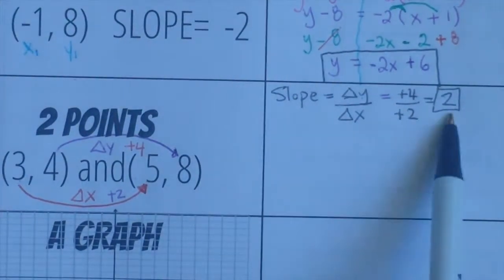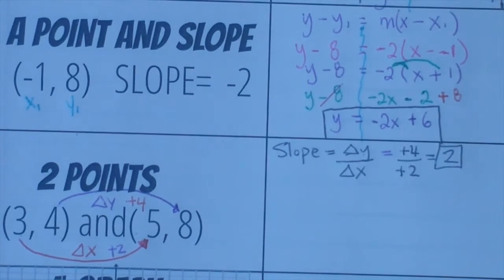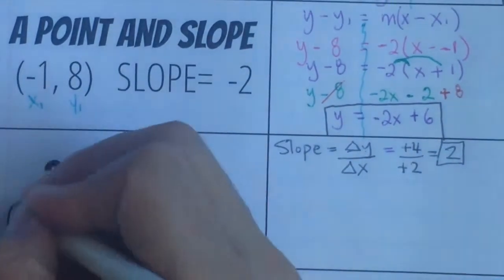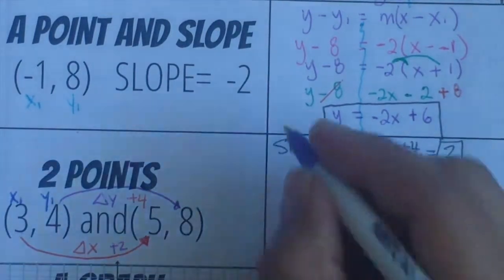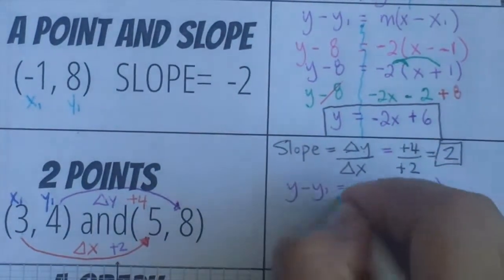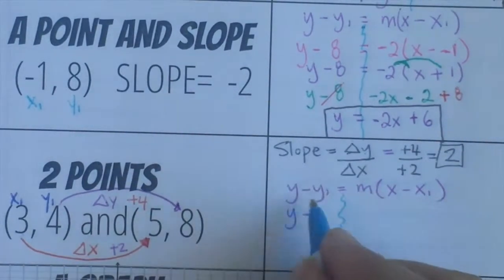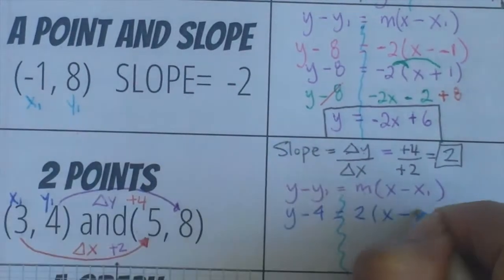So now that I have my slope, it actually becomes like the question above. It's a point and a slope. So now I have 2 points. I just pick one. So I want to pick the first one. Alright, so label it x1, y1. And now you're just doing what you just did above. y minus y1 equals m times x minus x1. So y minus y1, which is 4, equals m, which is 2, times x minus 3.